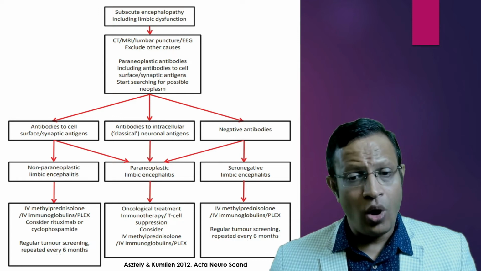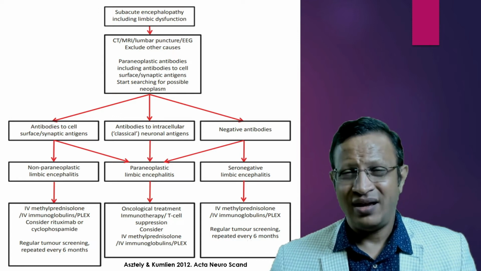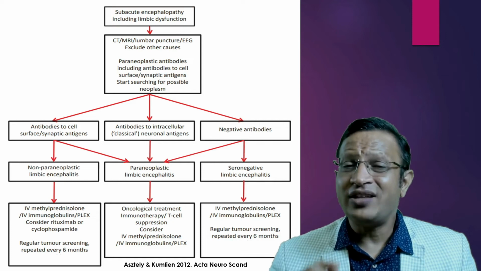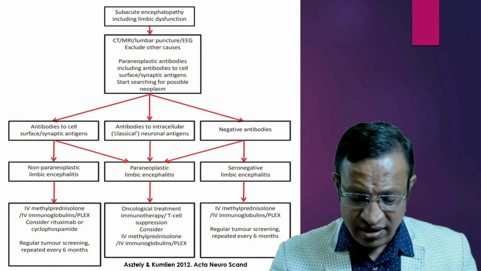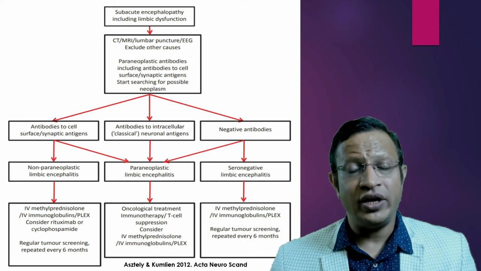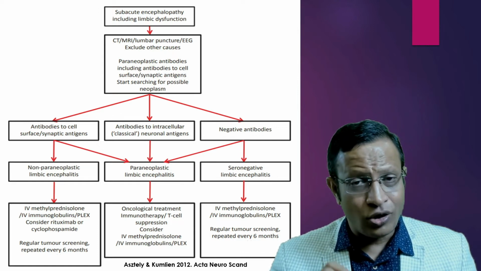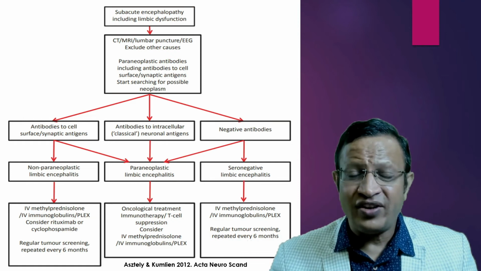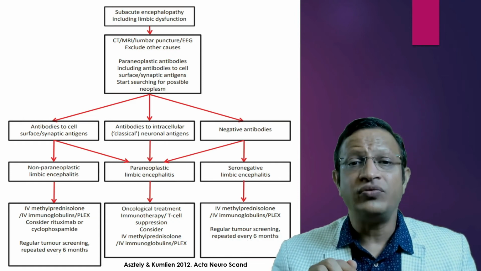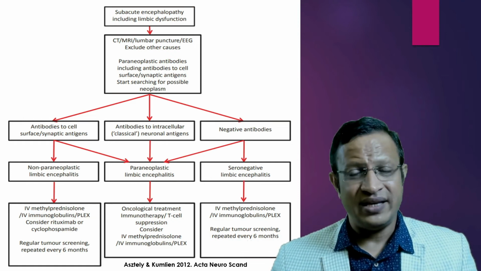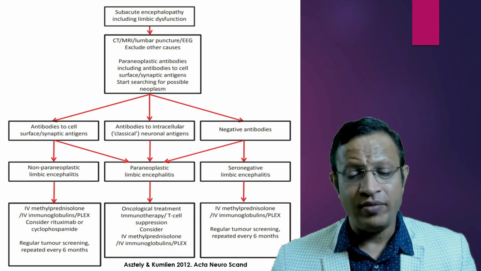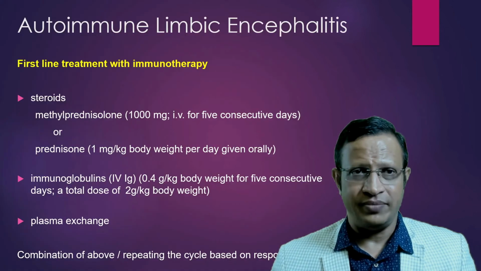If there are no antibodies, that means at this point of time we don't know which autoantibody is causing these symptoms. That means seronegative limbic encephalitis. That doesn't mean that autoantibodies are not there. At this point of time, the science has not progressed to identify them. In such a scenario, we have to consider IV methylprednisolone and immunoglobulins. Let's discuss each one of them.